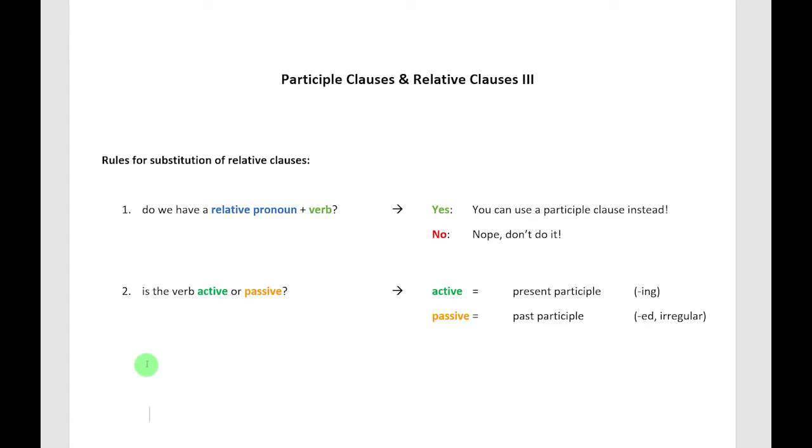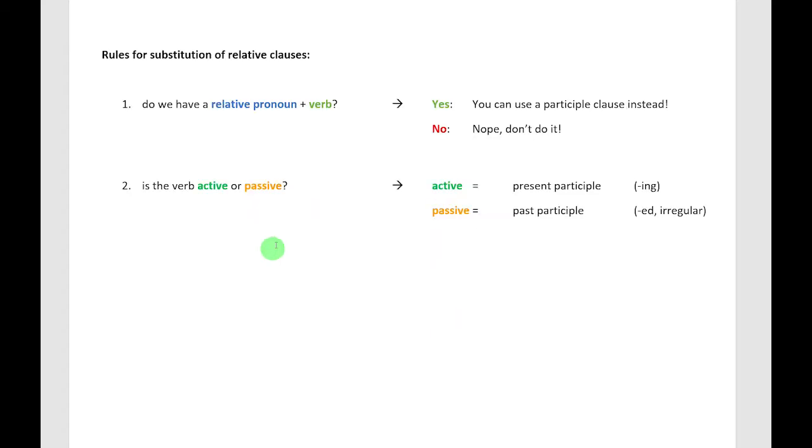If we think back to our last lesson, we have to ask ourselves 2 questions, which are, first, do we have a relative pronoun plus a verb? Because if yes, you can totally use a participle clause instead of a relative clause. But if we have a relative pronoun plus, for example, a noun, nope, you can't do it and you shouldn't do it. So when you get a yes on the first question, you can move on to the second question. Is the verb active? Or is it passive? Because when it's active, you have to use a present participle clause. And when it's passive, you have to use a past participle clause.